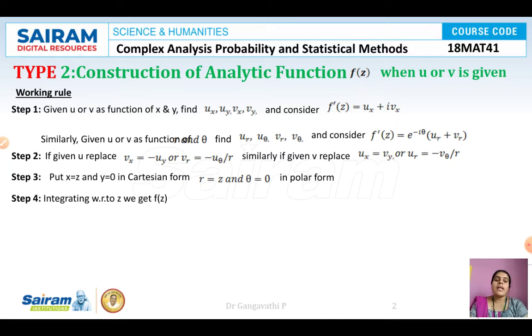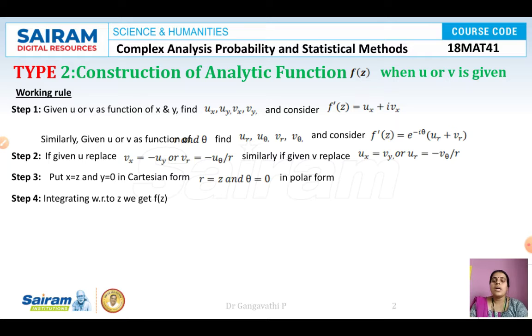Then consider f dash of z, the same expansion which we have already used to find the derivative, that is ux plus i vx. Similarly, in polar form, if u or v has been given, we have to find ur, u theta and vr, v theta, and f dash of z here is e power minus i theta into ur plus i vr. That is the function we are going to use based on the Cartesian or polar form, whichever has been given. That is our step 1.